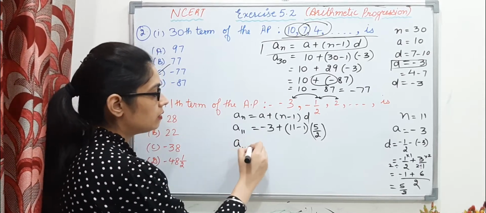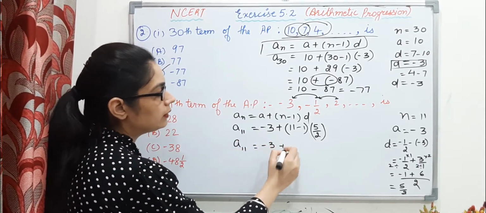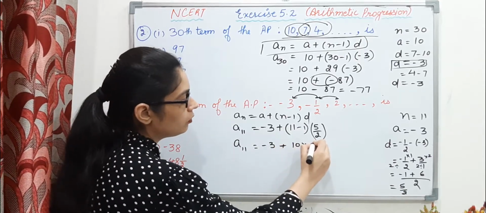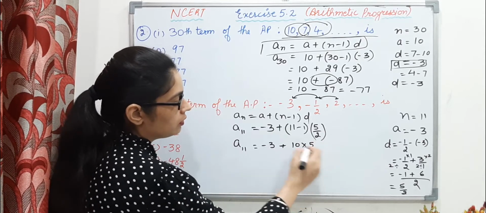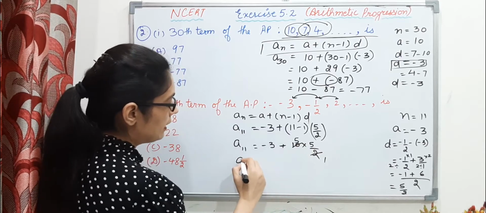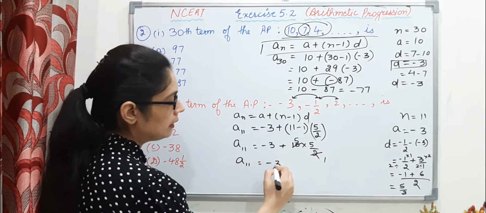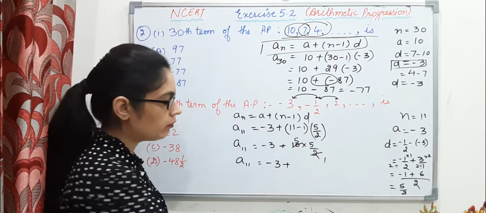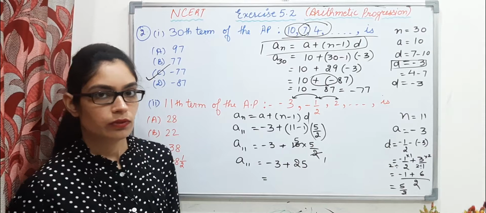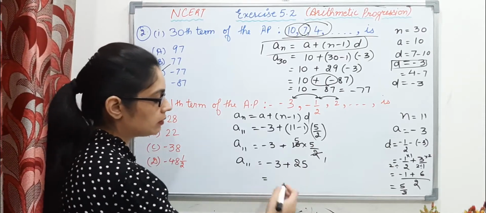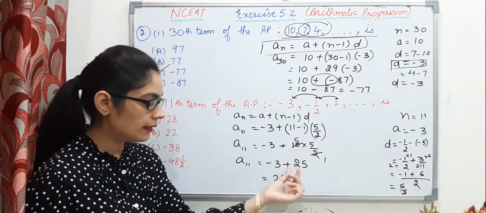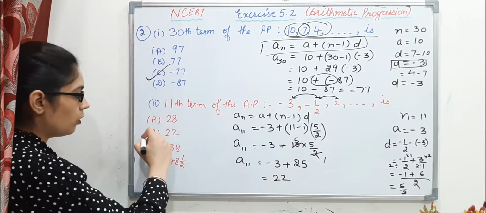So a11 is equal to minus 3 plus 11 minus 1, it is 10, 10 into 5 by 2. This cancellation we can do, 2 into 1, 2 into 5 is 10. So a11 is equal to minus 3 plus 5 into 5, 25, minus 3 plus 25, minus plus minus. So 25 minus 3 is 22 with a plus sign, because with the greater number the plus sign is there. So 22 is the answer. So, option B.